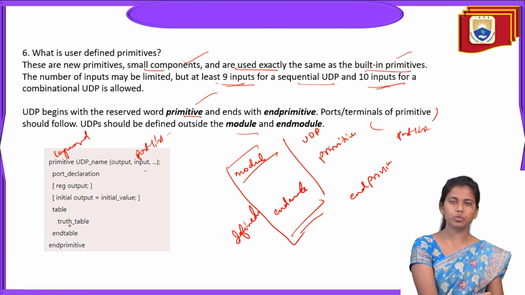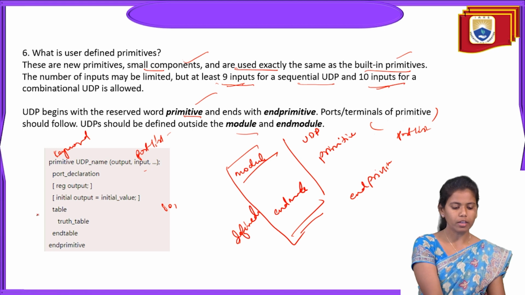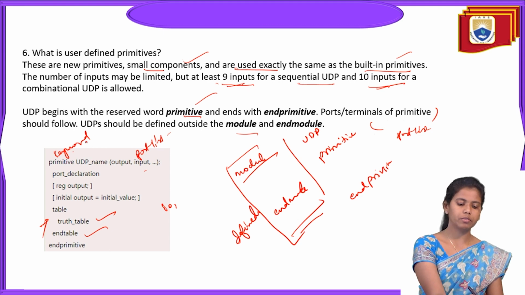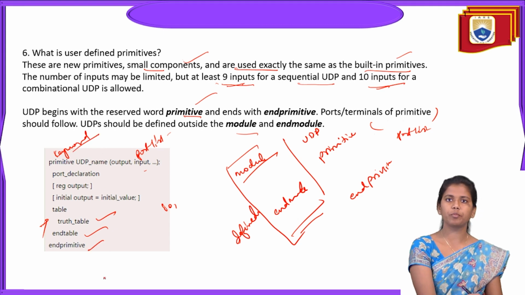Register is the output net, and the initial output is equal to the initial value. So the primitive goes with initial inputs like I0 to the initial value, and then goes with the table. This table consists of the truth table, and as we have started the table, we end it with endtable. We started with the keyword primitive, then finally end with endprimitive. So this is how the code will be written when it comes to a user defined primitive.